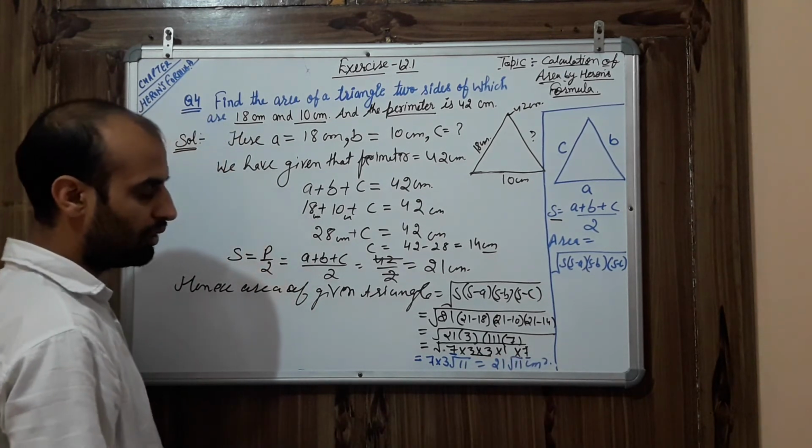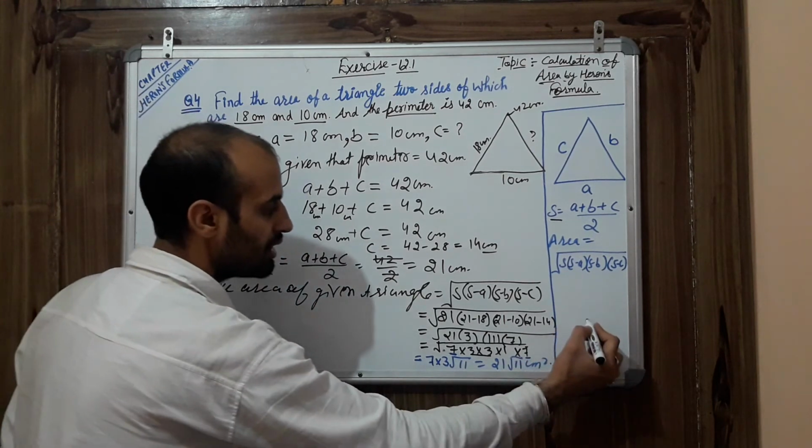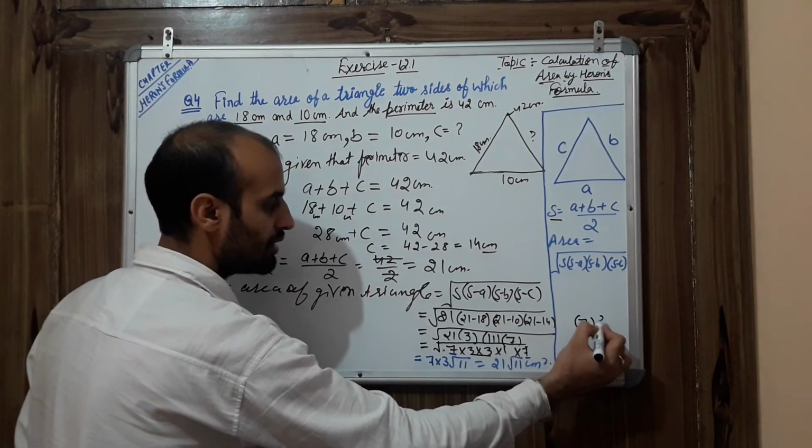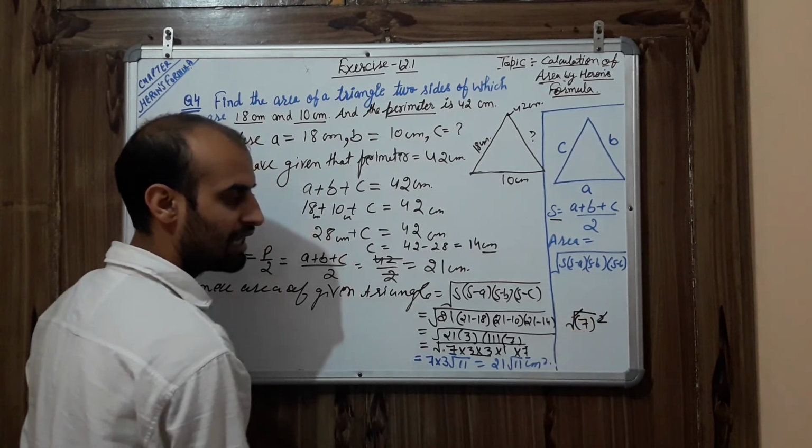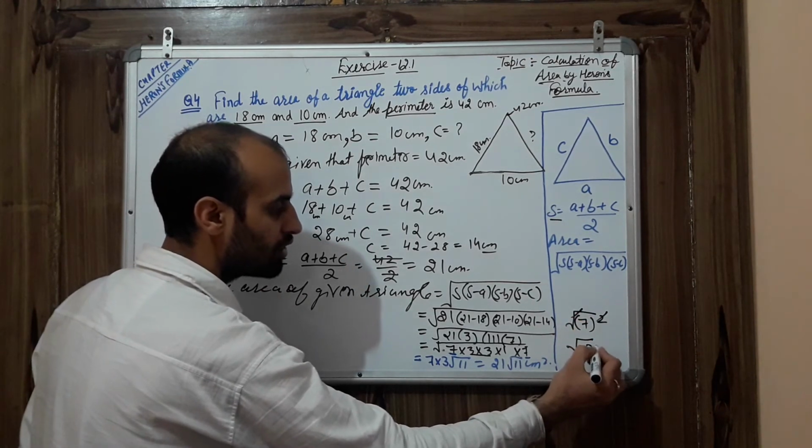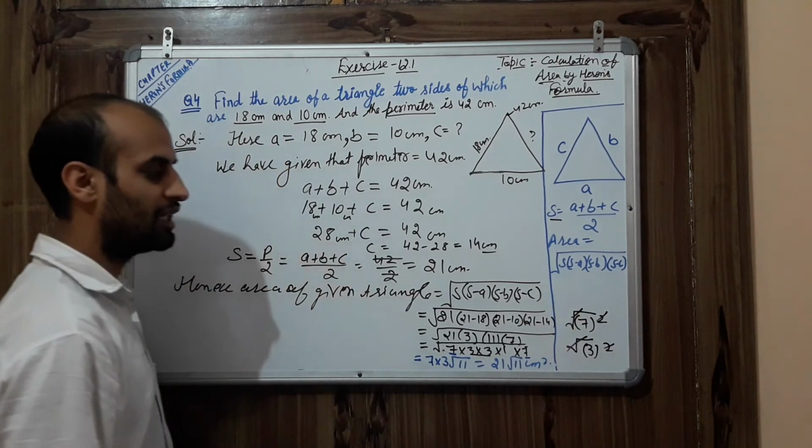So how have I calculated this last part? Because 7 is 2 times, I can write it as 7 raised to power 2. So it cancels out. Similarly, 3 is also 2 times. So cancel out. It will remain 3.